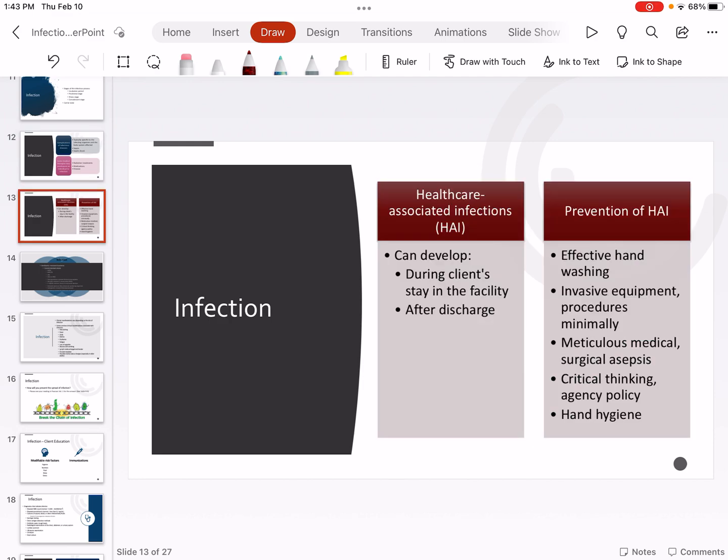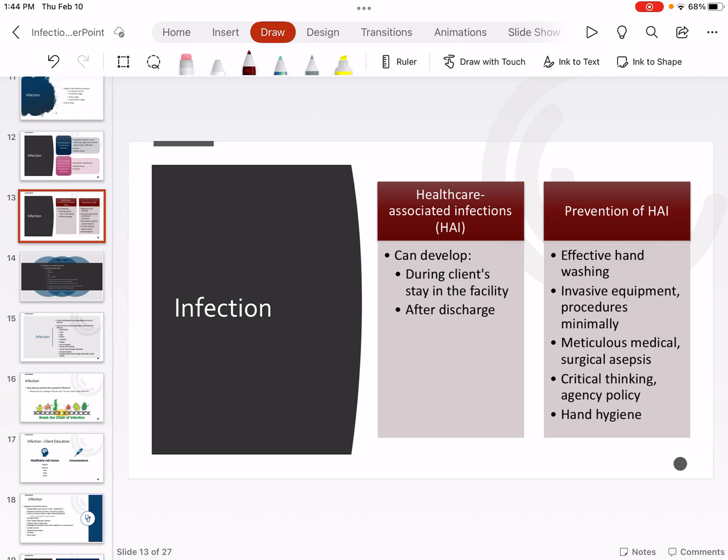An acute infection is generally one that appears suddenly and lasts for a short period of time. And then a chronic infection develops slowly over a long period, and it often persists for months and even years.